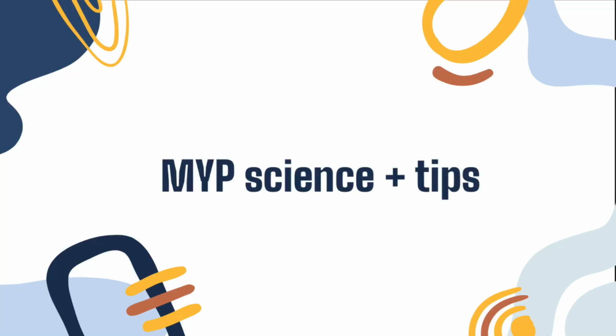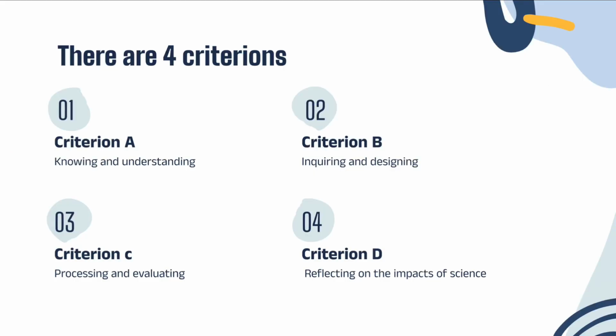So today I'm going to be talking about MYP science and also giving some tips for it. First things first, there are four criterions: criterion A, B, C, and D.